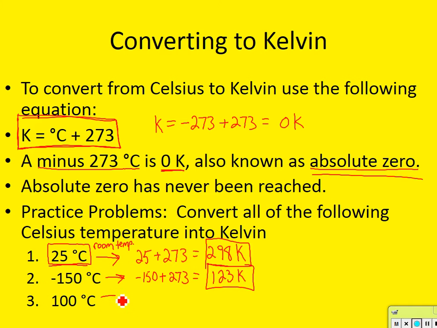All right, I've got one more. 100 degrees Celsius is boiling, so it's a pretty warm temperature. So let's convert that to Kelvin. We take 100 plus 273, and we get 373 Kelvin. All right, so there's a few examples of how to go from Celsius to Kelvin. And remember, in Charles' law, we have to go to Kelvin for the temperature.